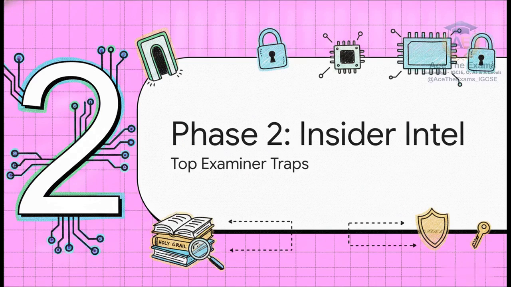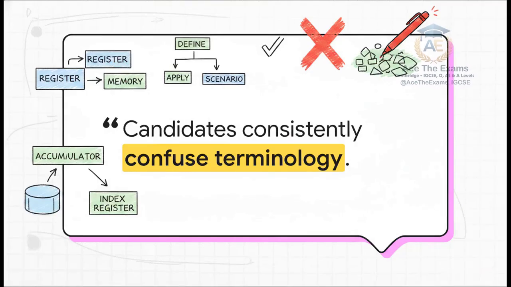All right, now that we're all assembled, let's pivot to Phase 2, Insider Intel and the Top Examiner Traps. Pay close attention here, because what we're looking at is highly classified information pulled straight from the official principal examiner reports. The absolute most crucial point is highlighted right here as an examiner alert. Candidates consistently confuse key terminology.